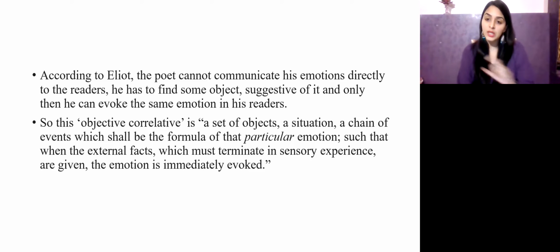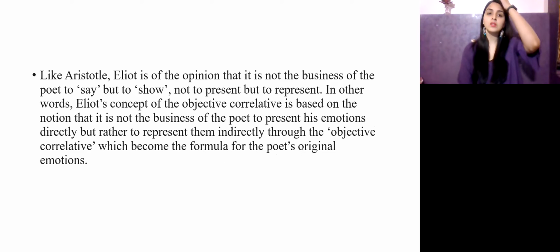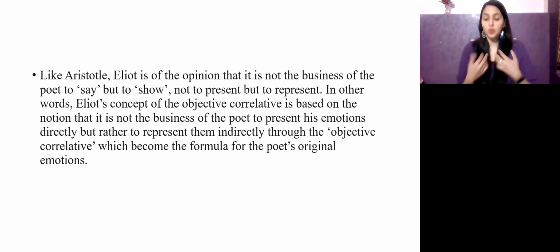So, he described a chain of events, the objects through which poets should evoke a particular emotion, such that when the external facts, which must terminate in sensory experience, are given, the emotion is immediately evoked. Like Aristotle, Eliot is of the opinion that it is not the business of the poet to say, but to show. So he feels that poets should not only speak and speak, they should actually show their emotions by some object. What is that object? The objective correlative.